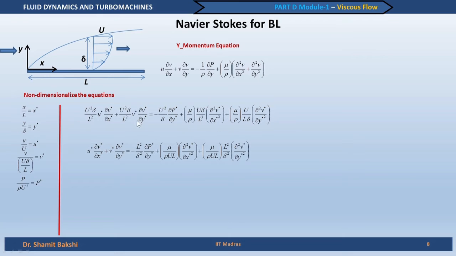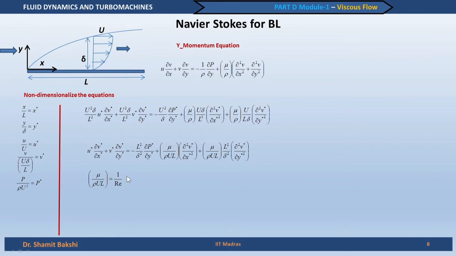Again we divide the left hand side and right hand side with u square delta by L square, we get this equation. So, once we get this equation, again we see that these terms can be organized in this form. So, the coefficient of del 2 v star square del x star square is mu by rho u L, and here it appears very similar to what we got before, except for the fact that the pressure gradient term also has this expression now, L square by delta square.